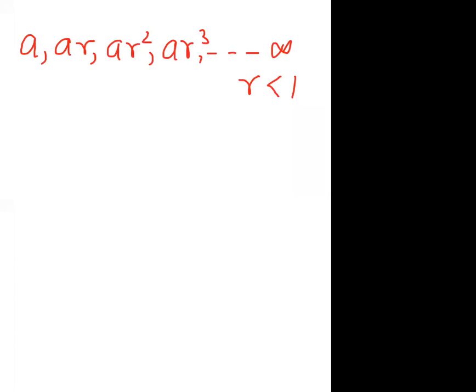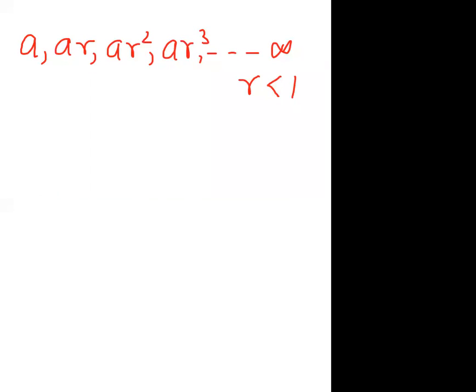See, a GP: a, ar, ar^2, ar^3, and so on. This is going up to infinity. A major condition for this is r must be lesser than 1. r must be lesser than 1. If r is greater than 1, then we cannot implement this identity.